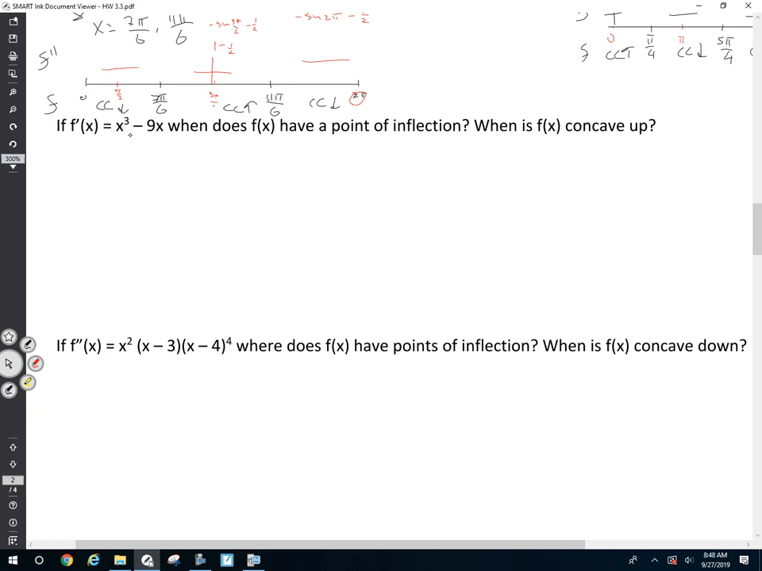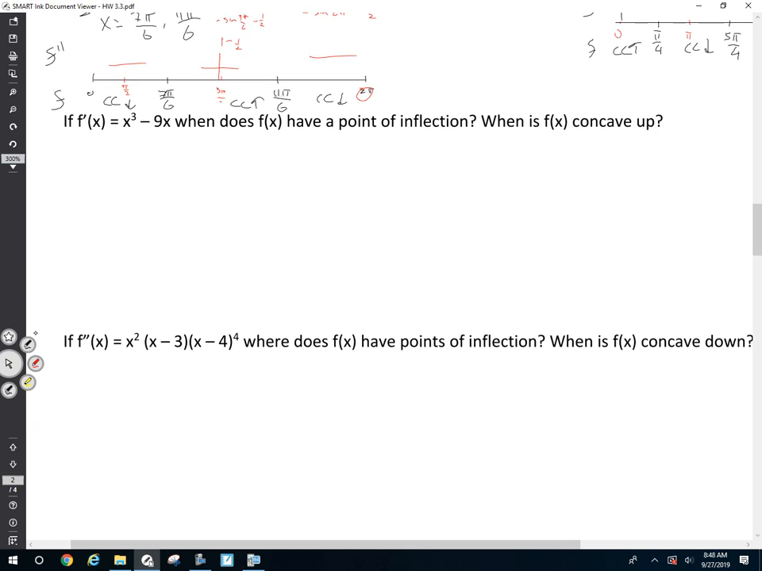Okay, different types of questions. Given f prime, question about f. When does f have a point of inflection? When is f concave up? What is very tricky about this problem is that they don't start you off with f. They start you off with f prime, which means you just need to take the derivative once.